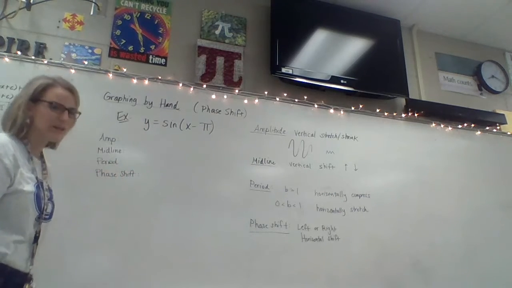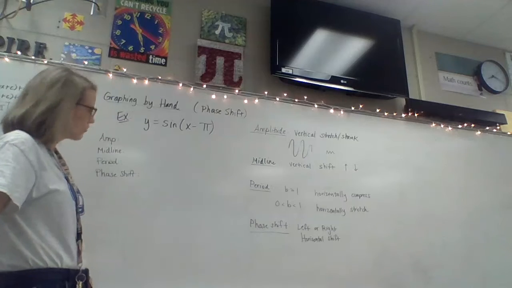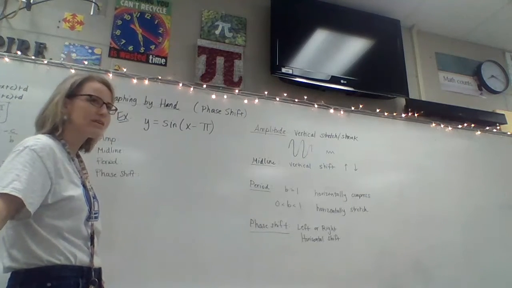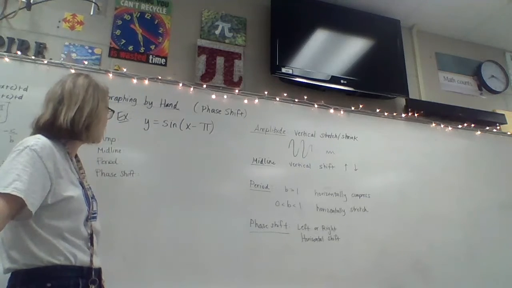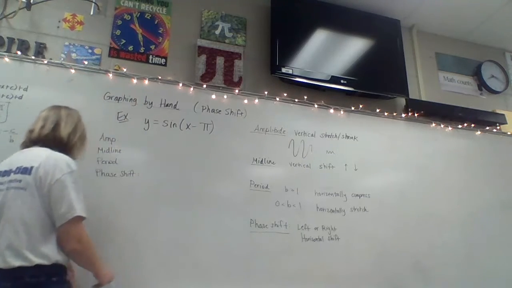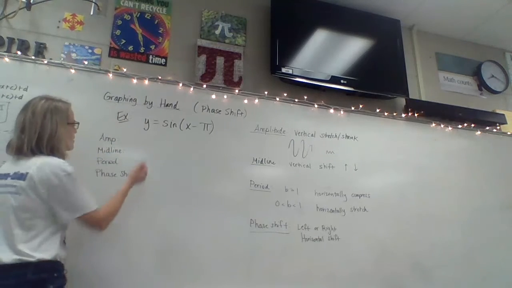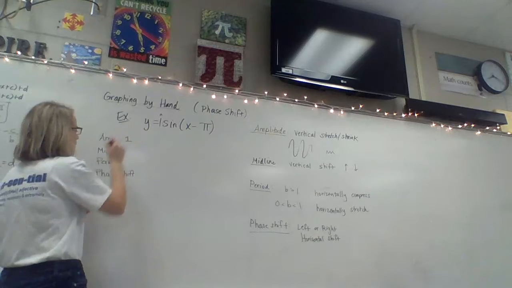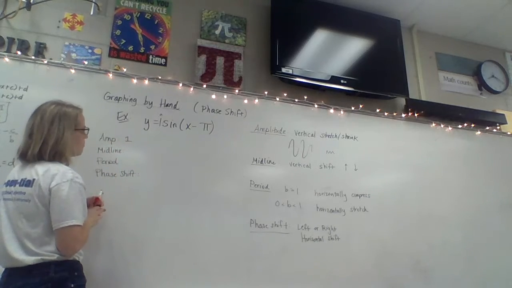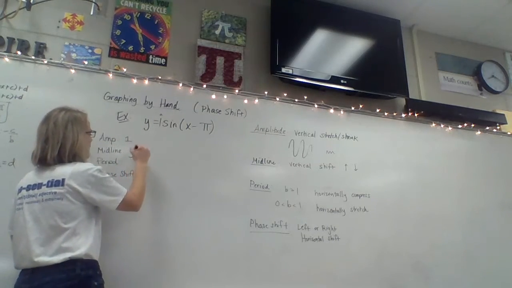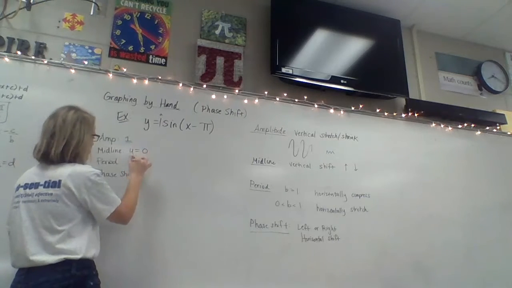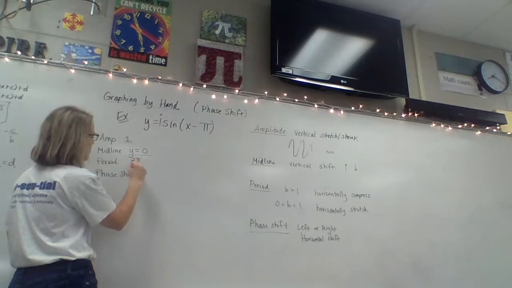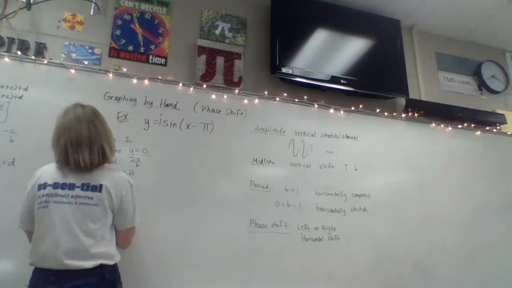Okay, so I tried to go easy on you on these ones that we're doing here at the beginning because it is different than anything you've done yet. So your amplitude's your A value, so that's still just a 1. What about midline this time? Y equals 0. Yes, Y equals 0. I love that line there. And then a period this time. Okay, so 2 pi over B. What is B? 1.